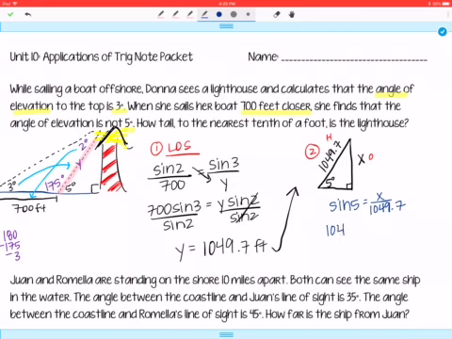We would multiply those values, so 1,049.7 times the sine of 5. And the lighthouse should be 91.5, if we're rounding to the nearest tenth, feet tall.